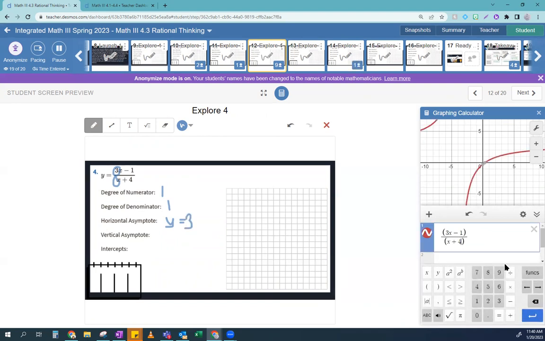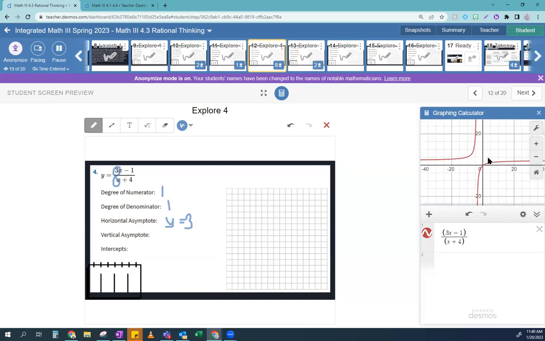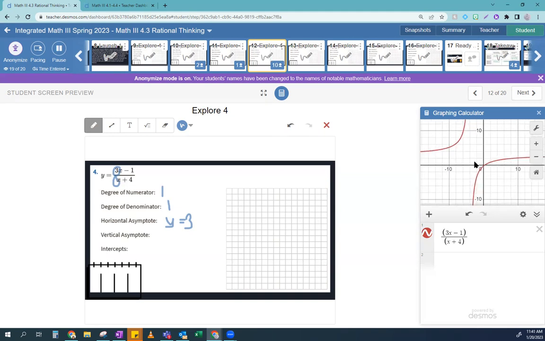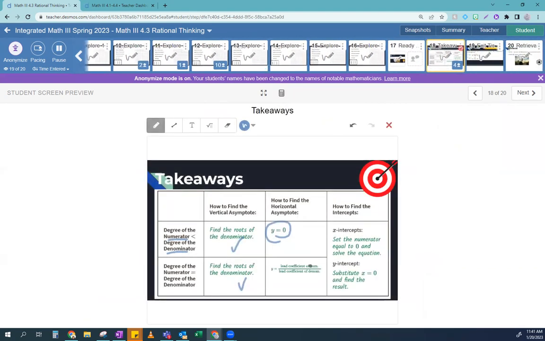Is that horizontal asymptote what you thought it would be? You're like, Ms. Johnson, I can't really tell. So zoom out a little bit. And you're like, yeah, it's right there. Okay, now zoom in a little bit. So it's right here. This is counting by 2s, right? 2, 4. It's below 4 and above 2. Oh, it's 3. Okay, so this chart is going to be your best friend in terms of this homework.